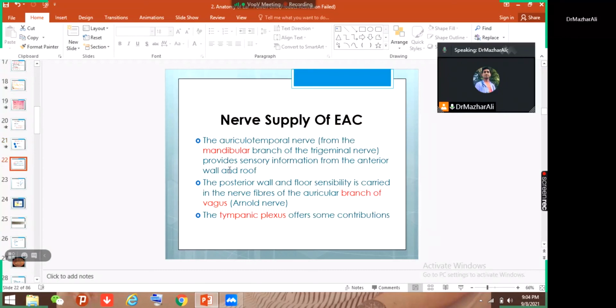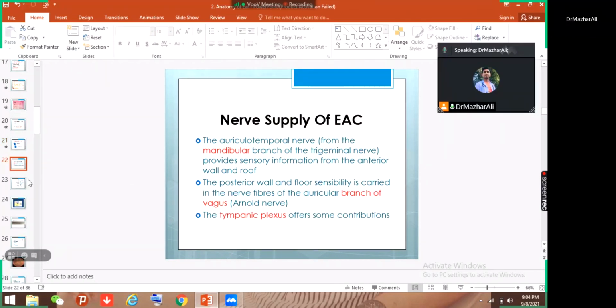And the posterior wall and the floor sensibility is carried in the nerve fibers of the auricular branch of the vagus. That one is the tenth cranial nerve. We also call it Arnold's nerve. This provides sensation to the posterior wall and floor of the external auditory canal. And the tympanic plexus also offers some contribution. So the middle ear also gives some plexus to your external auditory canal.